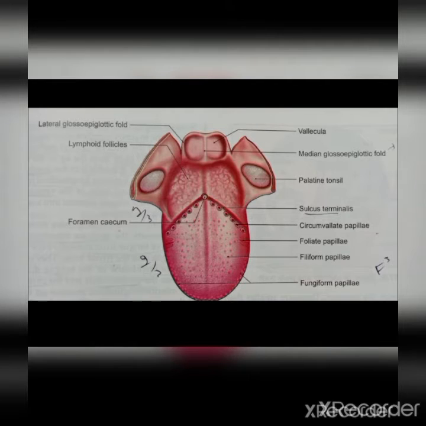Friends, let's briefly discuss some external features of the tongue. Remember friends, the tongue contains a root, body and tip, and two surfaces: one is the dorsal surface and the other is the inferior surface. Friends, this is the dorsal surface over here. Let's talk about the dorsal surface.